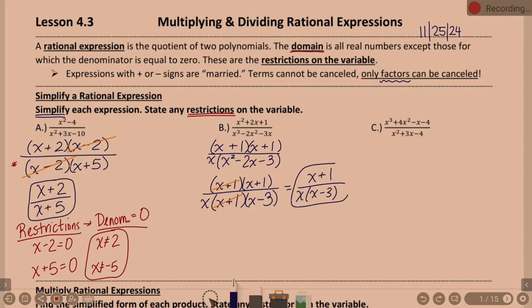Good news? Leave it in factored form, folks. Don't multiply it back together. Waste of time. Leave it in that nice factored form. Okay?